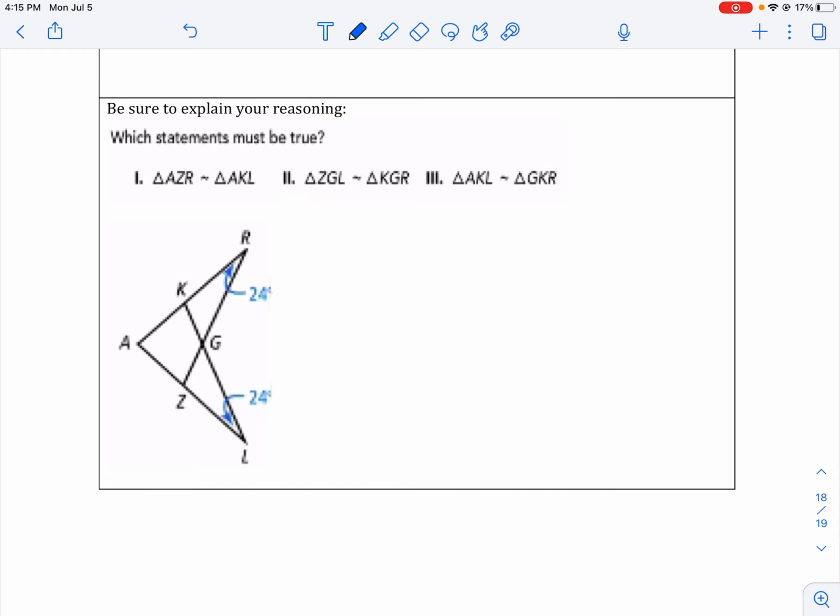So, let's see which one of these is true. A, start at A, to Z, to R. Then we go A, to K, to L. I know that A is in both, check and check. A is the same in both. And then I see that R is 24 degrees, and L is 24 degrees, check, check. This statement is true because we found two angles in each triangle to be equal in measure.